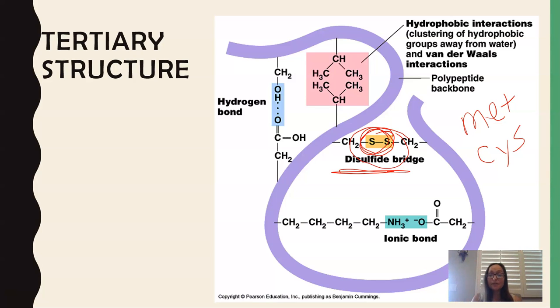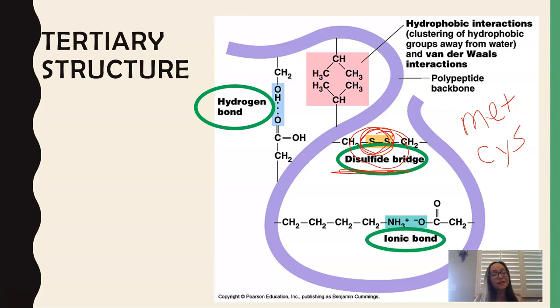So other bonds that influence the tertiary structure: we have our hydrogen bonds, our disulfide bridges, but we also have ionic bonds. When we had those positive and negatively charged R groups, they will find each other. So here's maybe my sulfur. Maybe this right here is positive and over here is negative. So they're going to pair up together in an ionic bond. Your positive and negative amino acids are going to find each other and form ionic bonds.